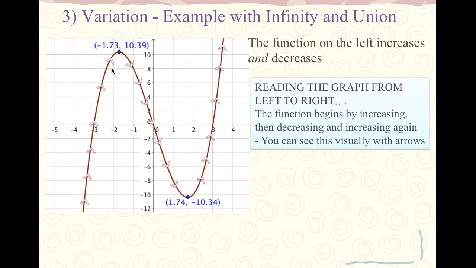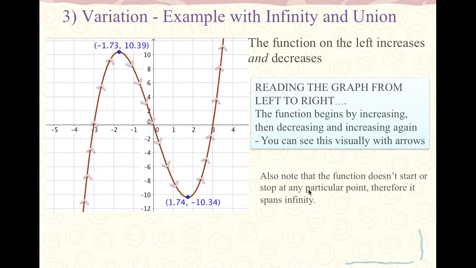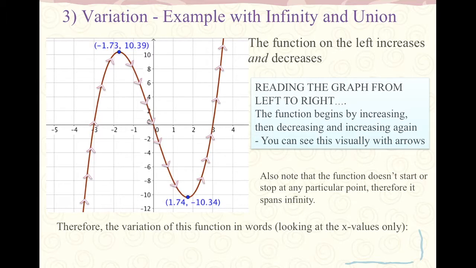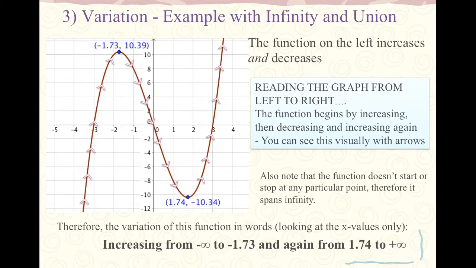Just to give you something more visual, I've labeled it with arrows: arrows pointing up, increasing; arrows pointing down, decreasing; arrows pointing up, increasing. Also note that the function doesn't start or stop at any particular point because it spans infinity. Let's talk about how this function goes. It's increasing from negative infinity to negative 1.73.